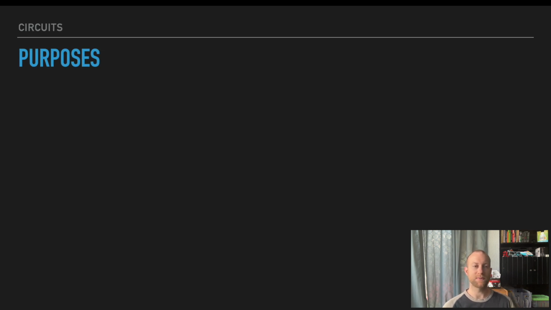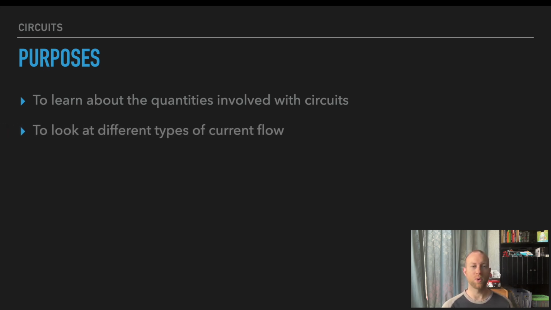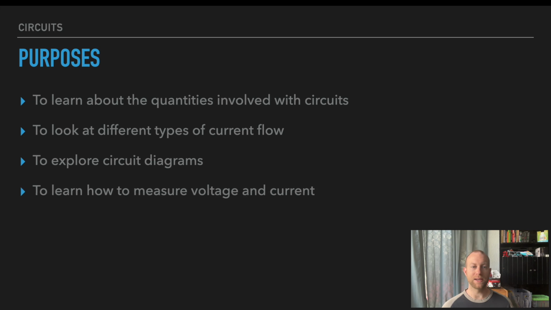Here we go, circuits. So what is the purpose for this first lesson? First, we're going to learn about some different quantities involved with circuits. We're going to look at different types of current flow. We'll see what that is in a sec. We're going to explore some diagrams and learn how to measure voltage and current. There isn't actually any problem solving in this lesson because it's very straightforward. The more complicated stuff comes in the next lesson. But this one, we're going to dive into a lot of the concepts that we're going to be looking at.